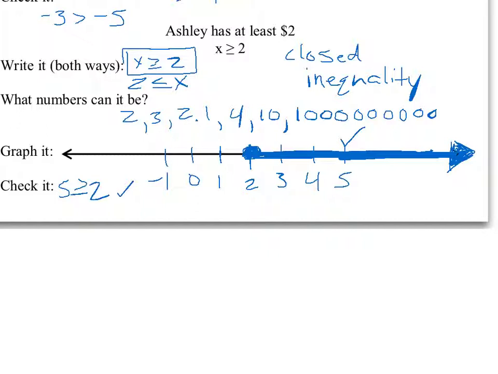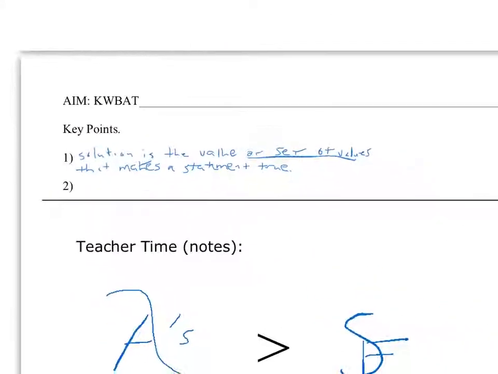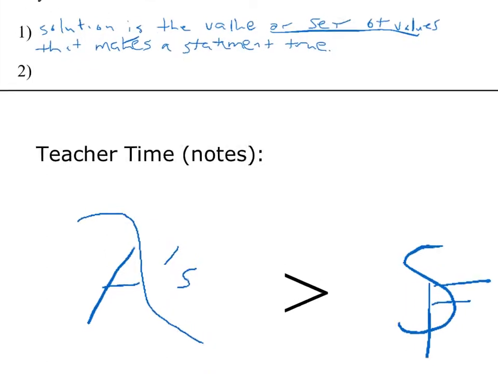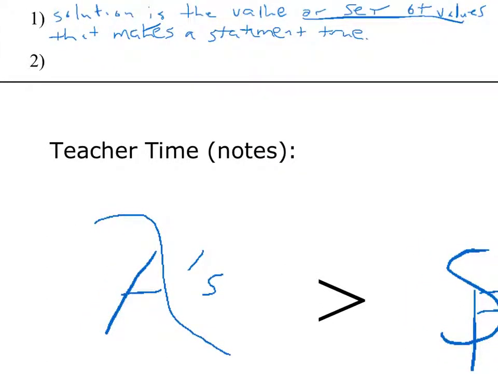Kevin's actually jumping ahead to our key point. Were there any questions before we hit our key points? All right. All right, so we had one key point already talking about solution. So we should see now that these inequalities, their solution is a set of values. In fact, it's an infinite set of values. Okay? Kevin, what was your key point?